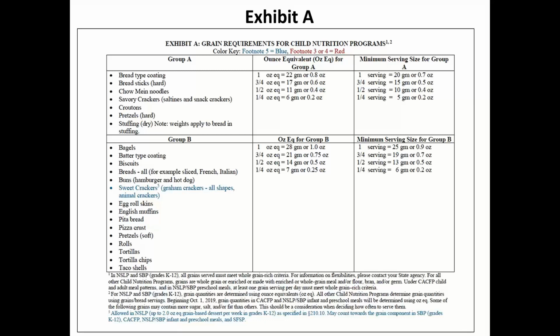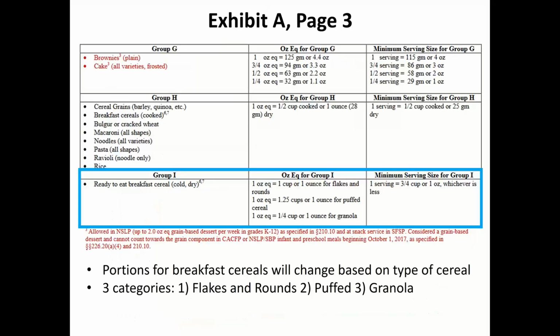And there are 9 different groups in Exhibit A. While we don't have time to go through all of the different groups today, I do want to point out that one group, Group I, does represent a bigger difference than most for the change over to ounce equivalent. And so I'm highlighting it under page 3. And this group only contains ready-to-eat breakfast cereals. And so you can see where it's all located here.